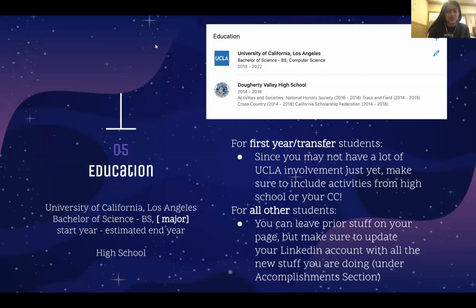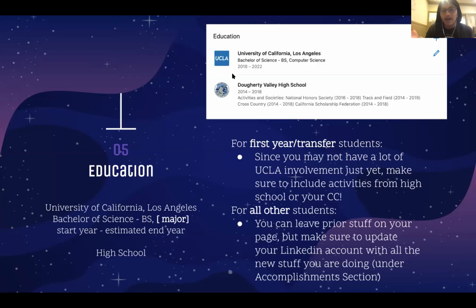I think when you make your account, you put a lot of this stuff in. But just as a recap, this is how your education section should be laid out. So at the top is UCLA with your major and what kind of degree you're getting, and then the years that you'll be there.